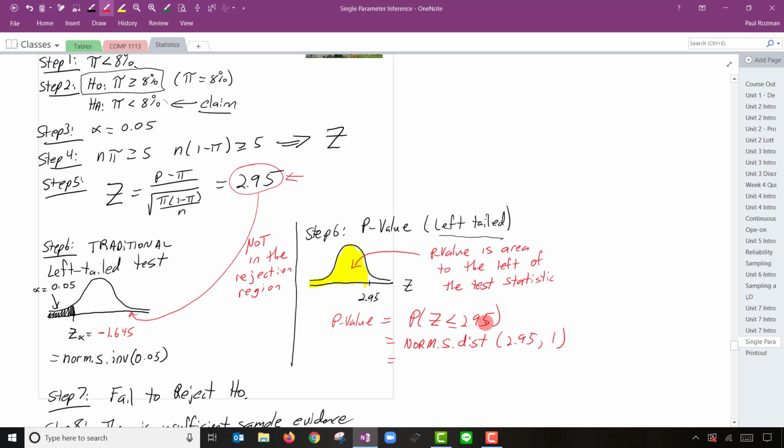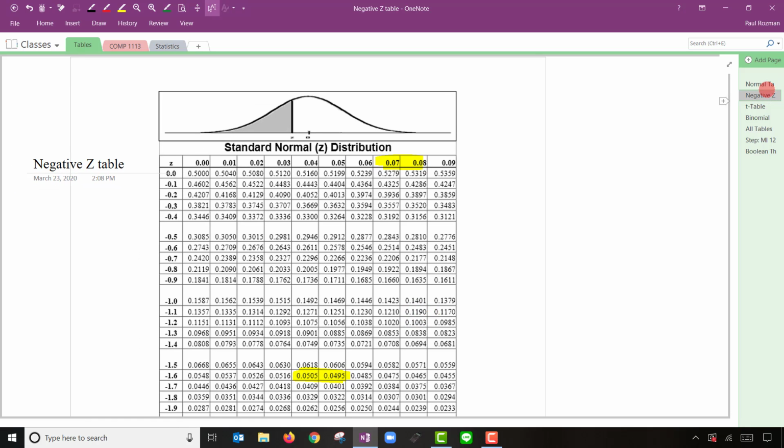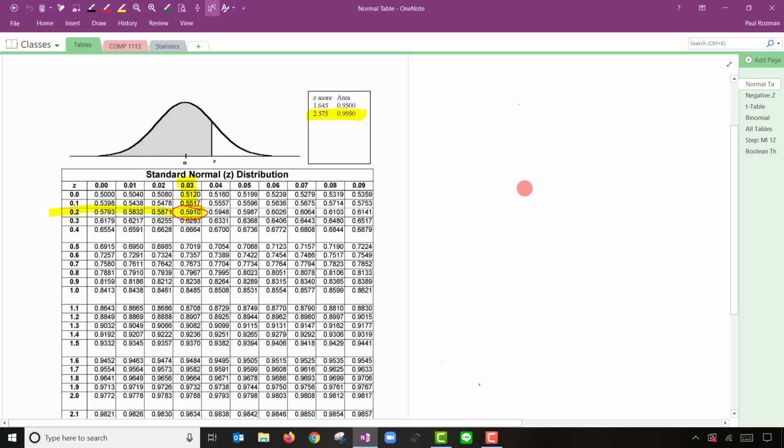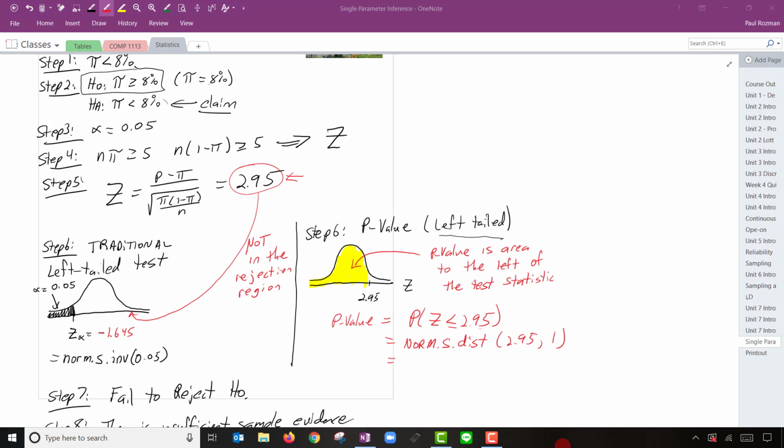Let's go look up 2.95 in our Z table. I have my negative Z table open here. Let me go to my positive one. Not that I couldn't have figured it out from the negative. We're looking for 2.95 now. So 2.9 is in this row, and we're in column 5. So our area is 0.9984. That's a big p-value.